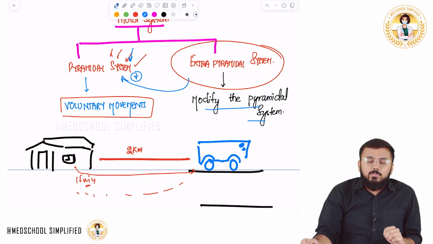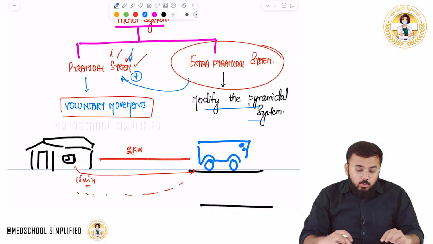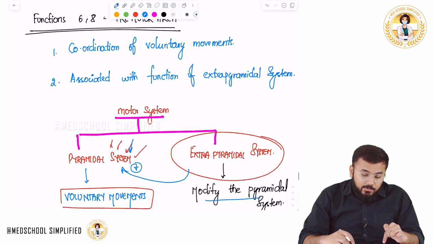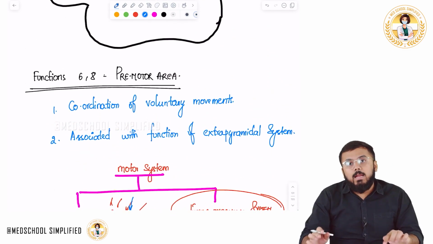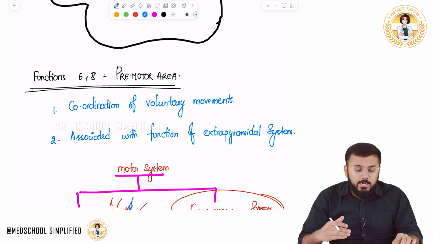Okay. So this is one of the very important things which you need to know. So this extrapyramidal system activity is done by what? Area 6 and area 8. So area 6 and 8 is associated with your extrapyramidal area.